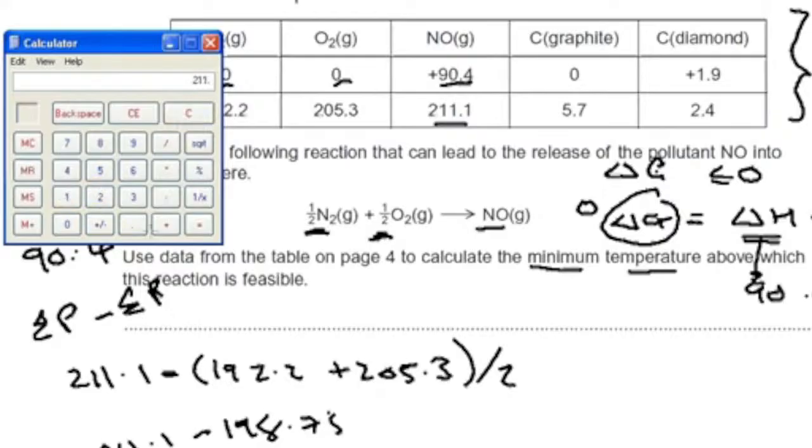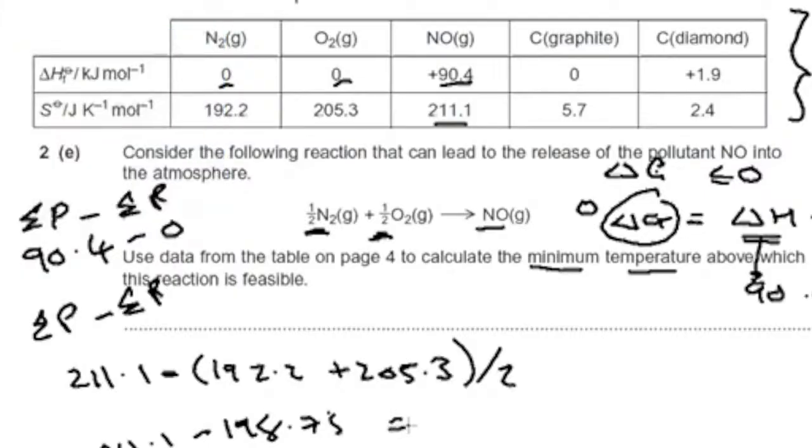I'm going to put it all into my calculator. 211.1. I think that's a minus sign. Minus 198.75. So we've got a 12.35 entropy change. Now we have to be very careful. We've got to pay attention to our units. This here, delta H is in kilojoules, well, entropy is in joules.